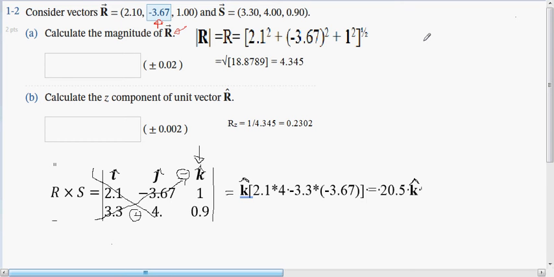When you sum all those up, you get 18.88 approximately, and when you take its square root, you get 4.345, and I've tried that out. This is in fact a correct answer.